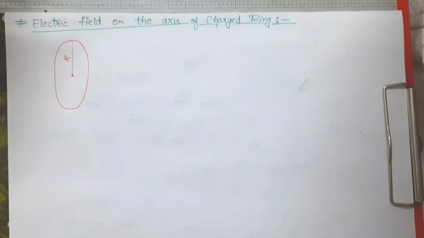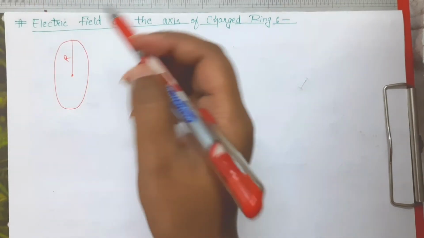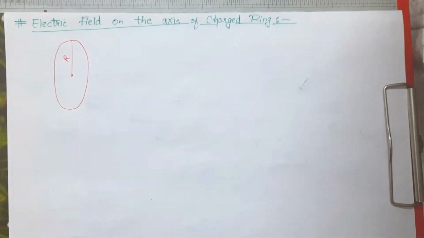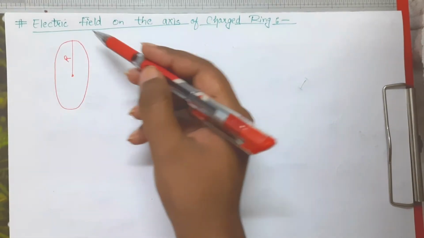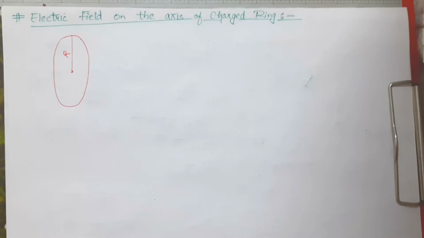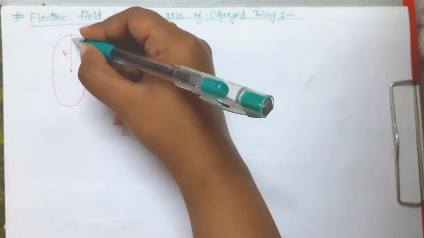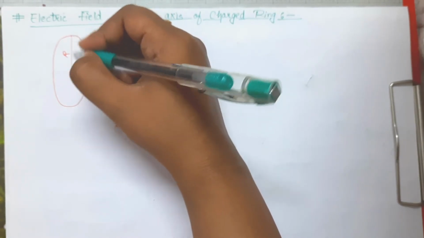Okay, this is a circular ring. We are seeing it like this, so that's why I've made it oval shaped. Because if we place it like this, we are going to see it as oval shaped. So basically this is a circular ring and this is the center. Now the radius of this disc or this ring is capital R.